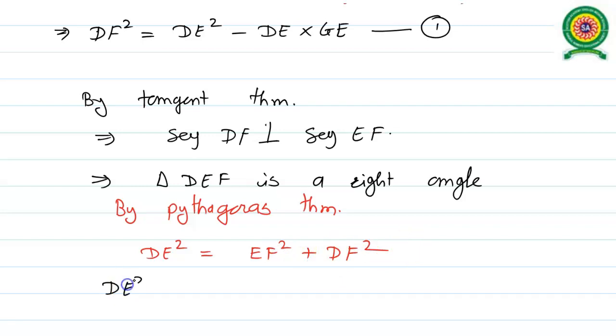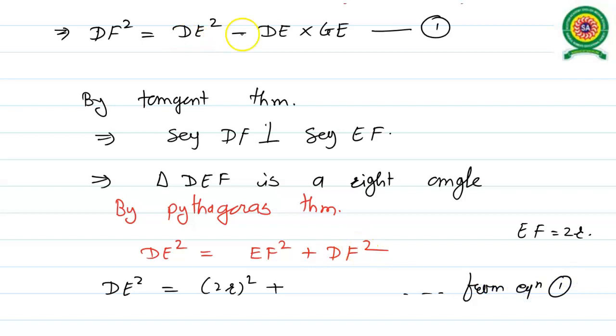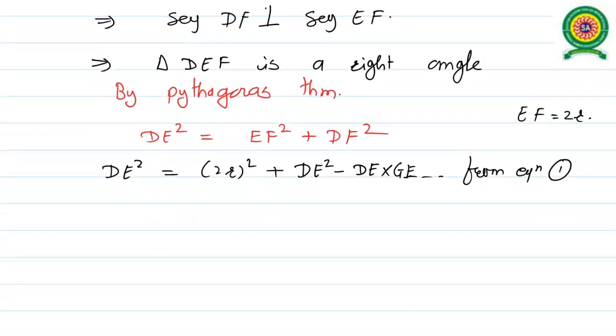So we are getting DE square equal to, EF is the diameter whose value we already have as 2 times R, so we get 2R the whole square. And from equation number 1, now we have the value of DF square as, I am writing here, DE square minus DE into GE. So now 2R the whole square we are getting 4R square plus DE square minus DE into GE.